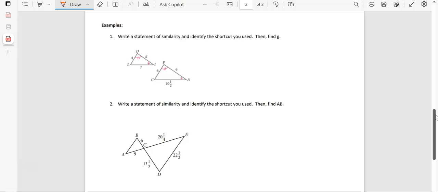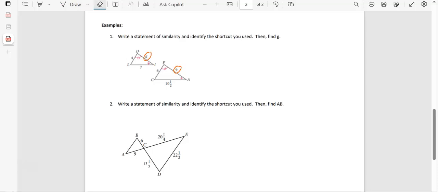So when I'm looking at this, what I notice is that I have two congruent angles, but the side in between, I have a missing piece. And then I don't have two sides and an included angle. So the shortcut I would use is angle, angle.